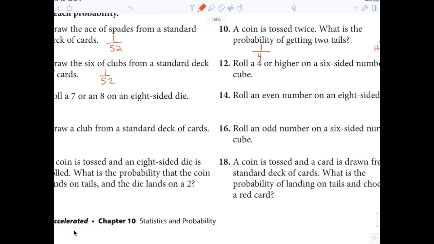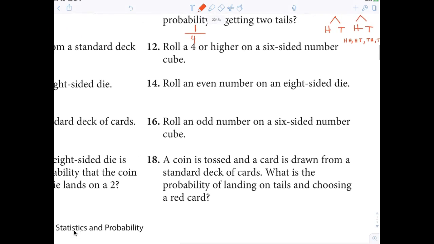All right. Now, number 12. What's the probability that you get a 4 or higher on a 6-sided dice? Tell me, Aiden. How did you get that?